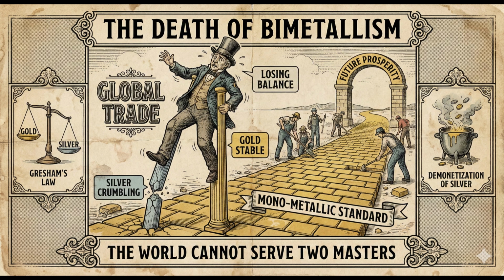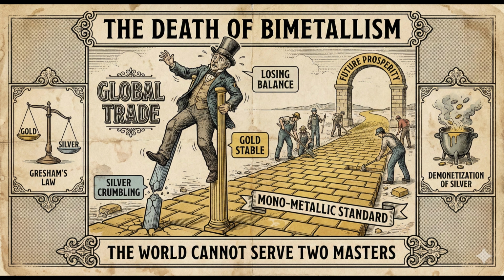The transition toward a monometallic gold standard was not a sudden decision. It was an evolutionary necessity. As global trade volumes increased, the constant fluctuations between the value of gold and silver began to act as a friction on progress. The world needed a single, unvarying anchor, and gold, with its higher value density and greater global prestige, was the natural candidate.